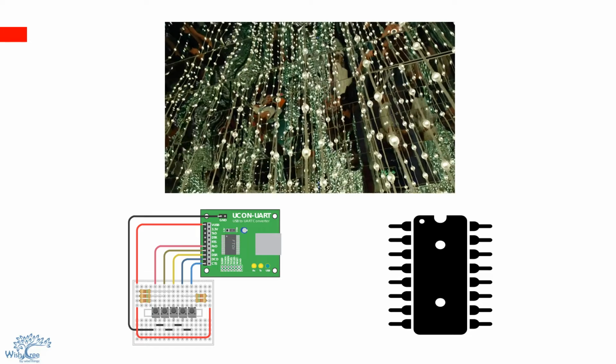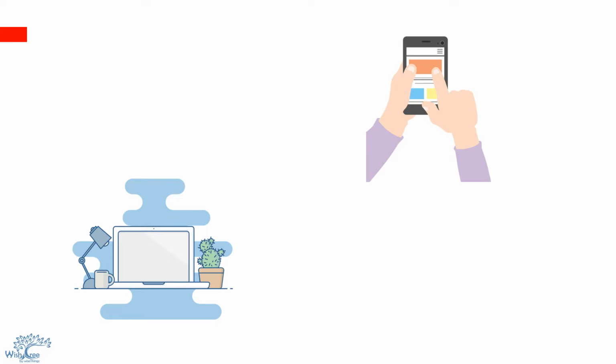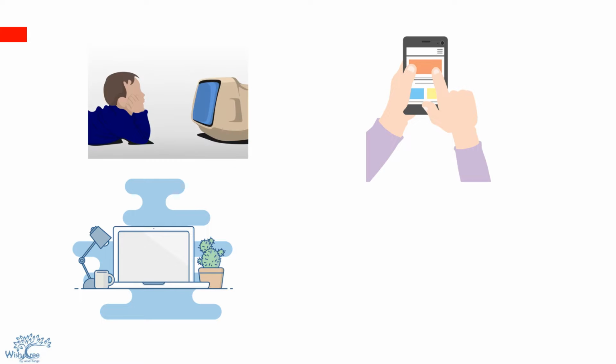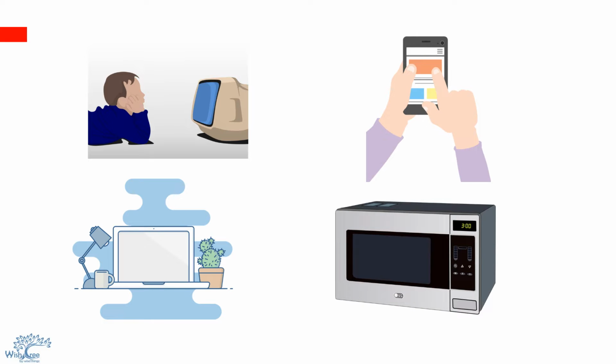So let's see, how many appliances can you figure out around you? Maybe pause this video and try to figure out a few appliances around you. Done. So maybe you saw a laptop, a mobile phone, a TV, and maybe a microwave. All these modern appliances have numerous ICs inside them, each for a specific purpose.